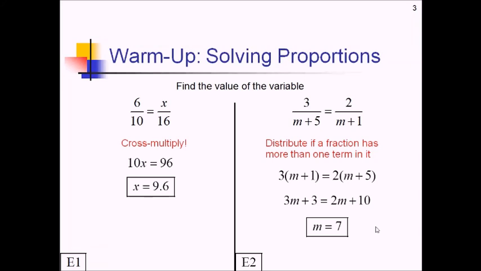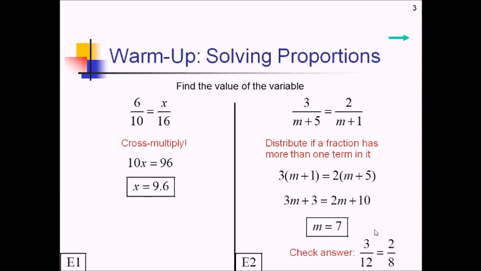Before we move on to the next page, though, let's just quickly check our answer. So if you plug 7 in for m, over in the first fraction we'll have 3 over 7 plus 5, so 3 over 12. Second fraction, 2 over 7 plus 1, so 2 over 8. And those don't look the same. But wait, you say, these reduce to the same thing, 1 over 4. You're right. We would say that the fractions, the numerator and the denominators, have the same ratios.